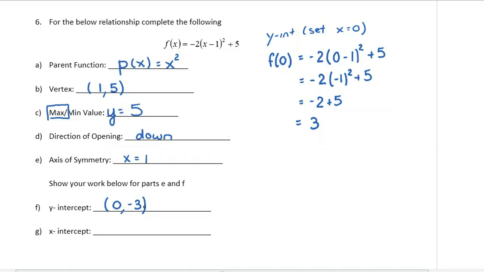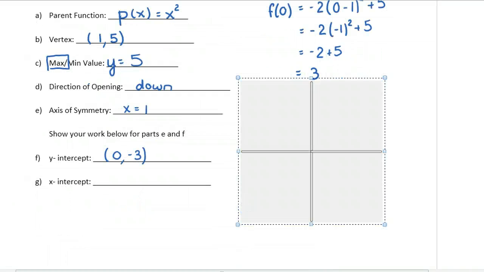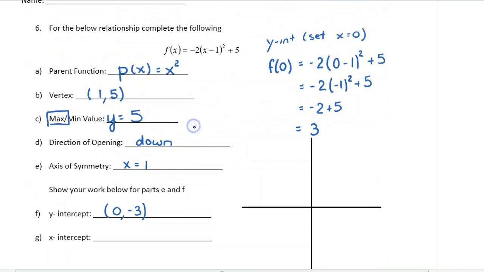Next we want to find our x-intercepts. But before doing that, we're going to do a quick sketch. The reason is it's going to help us get a picture of what this looks like, and that's going to help us decide how to go about finding the x-intercepts. So in my quick sketch, I included a couple of points. The first point I include is the vertex, which is over 1, up 5.